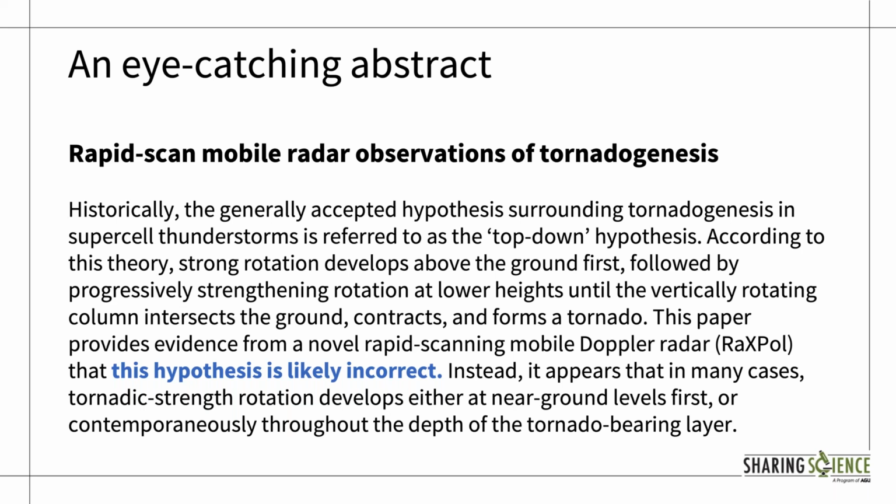And so what they actually found in this research study was that historically, people have thought tornadoes form from the top down, but actually they form from the ground up. And so basically it shows here that that traditional hypothesis of tornadoes starting from the cloud and moving downward is likely incorrect. So she really lays out how their result is contrary to what was previously assumed in the field, and that's what made it interesting to us.